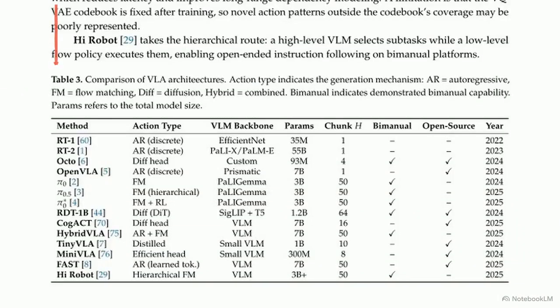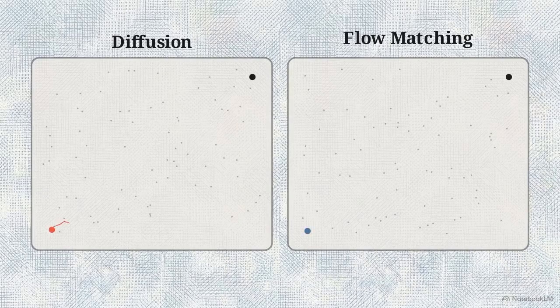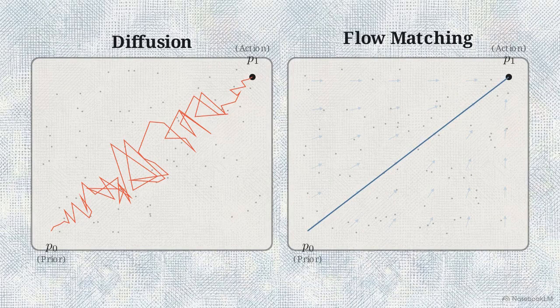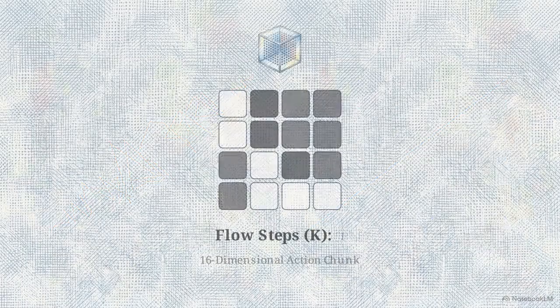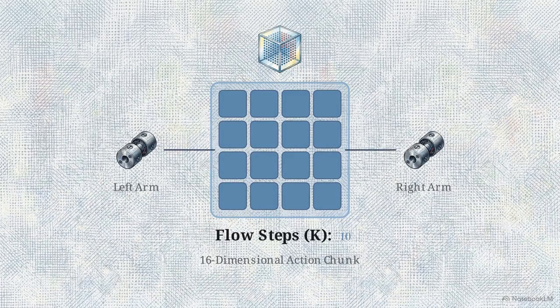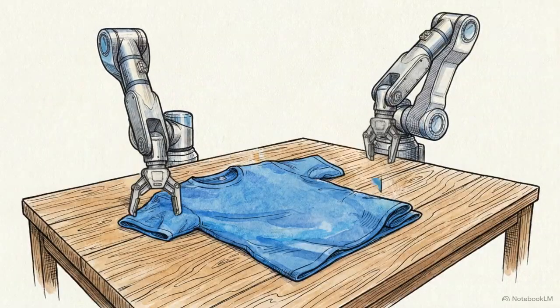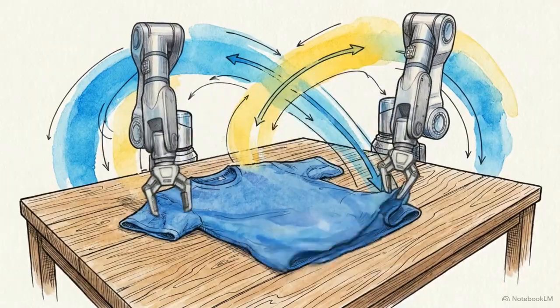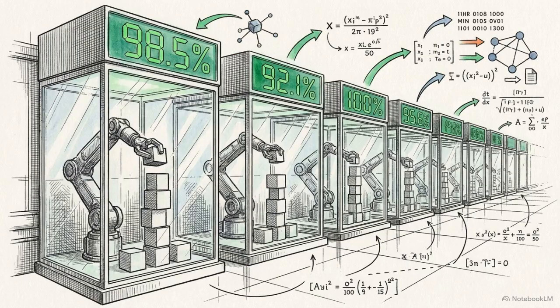The flow-based action head is driven by a distinct mathematical formulation. Instead of taking a stochastic random walk to denoise a sample, flow matching regresses a direct vector field. It calculates a path that transports samples from a Gaussian prior directly to the target action distribution. Because this path is more direct, the vector field requires as few as 10 steps to generate a continuous 16-dimensional action chunk. This combines the trajectory smoothness of a generative policy with an inference speed fast enough to hit 50 Hz control loops.